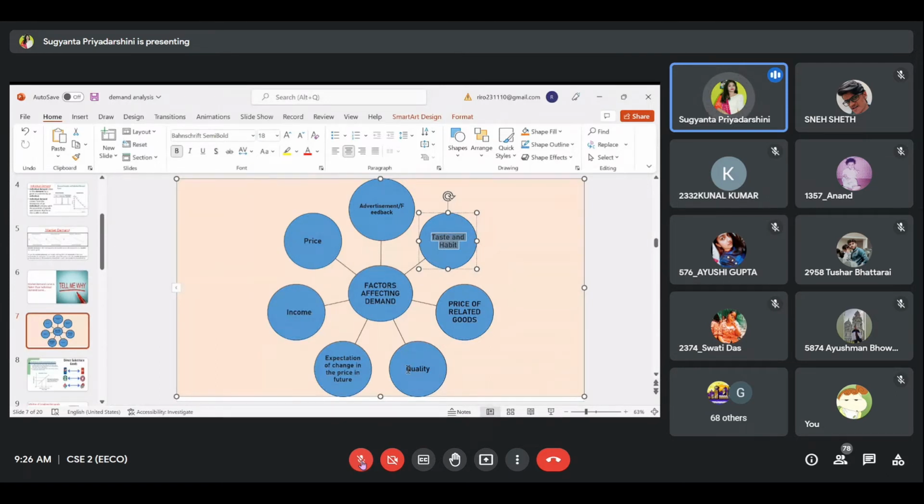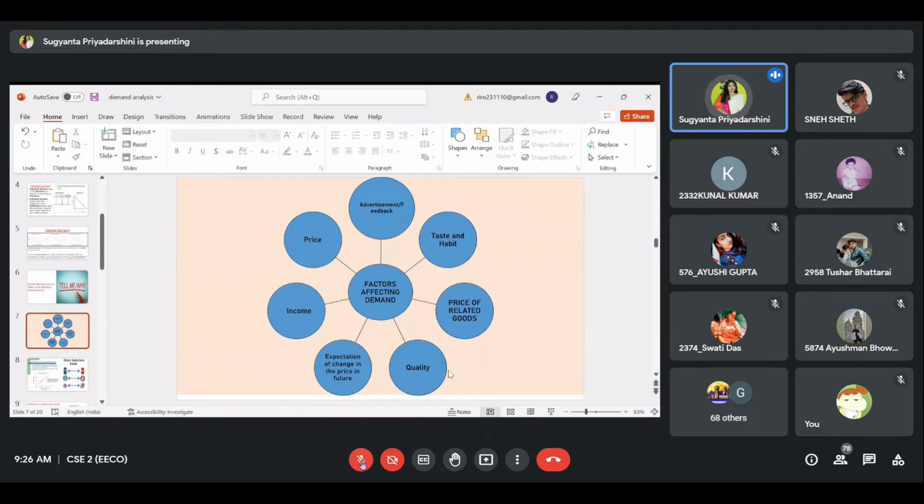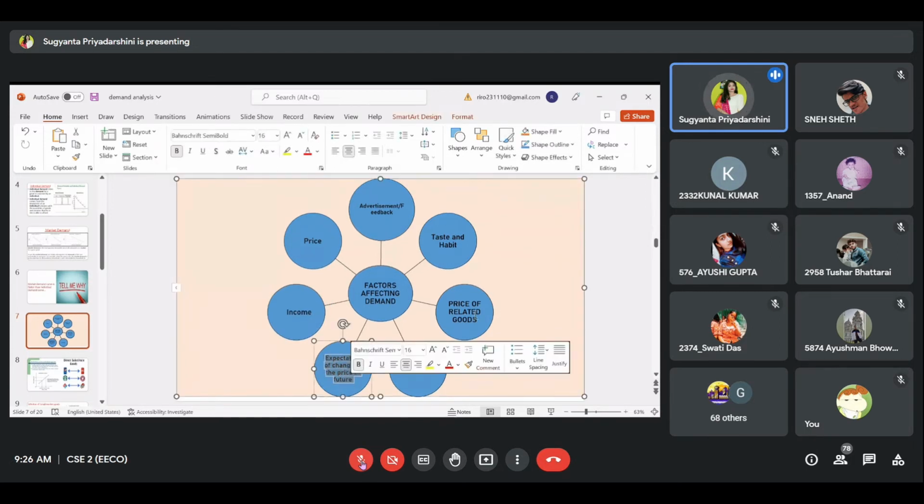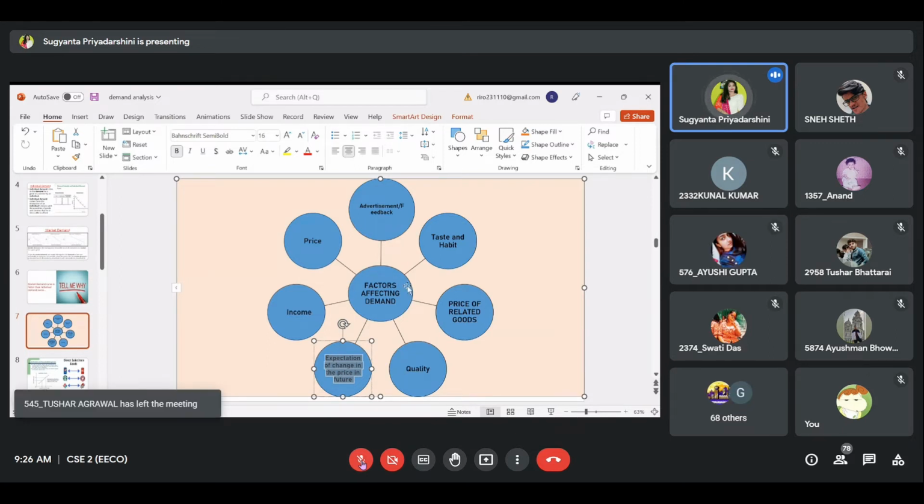The next one is quality. If the quality is good, then you will be interested to have more of it. So there are two remaining things: expectation of change in the price in future, and price of related goods. We will come to the price of related goods later on. Talking about expectation of change in price in future, I'm giving you an example. Let us say the price of that jeans is 4,000, and you get to know that after one week there will be a sale, and in the sale the price of jeans will again be lowered.